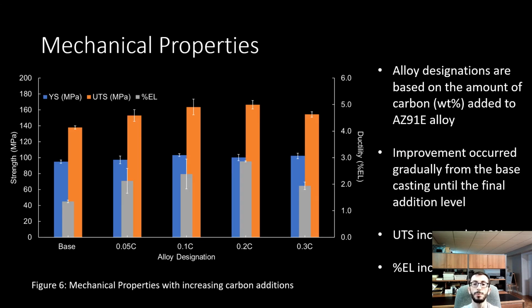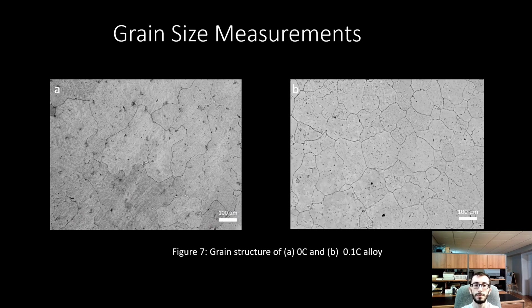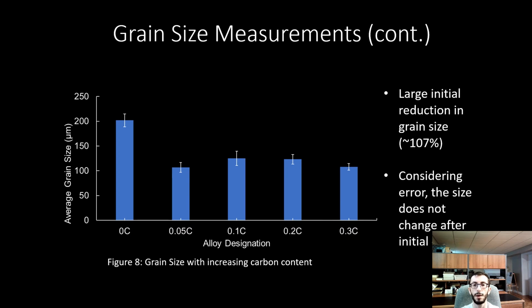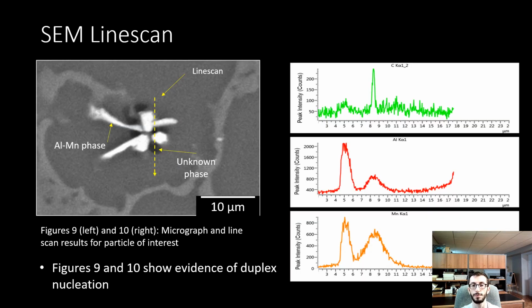The resulting mechanical properties showed improvement as more carbon was added, up to a maximum at 0.2 weight% carbon addition. Improvements were seen in UTS and in percent elongation. Grain size was reduced and grain shape changed from a quasi-equiaxed shape to a more fully equiaxed shape. However, after initial carbon addition, there was no further decrease in size as more carbon was added. This trend is reflected in the yield strength, as it did not change with increasing carbon addition. This can be explained through the Al8Mn5 relationship shown in slide 3.